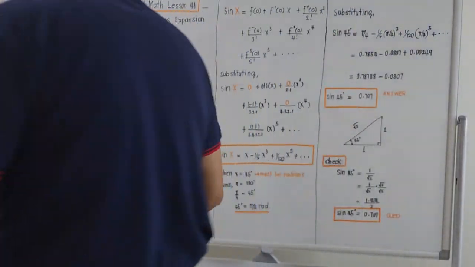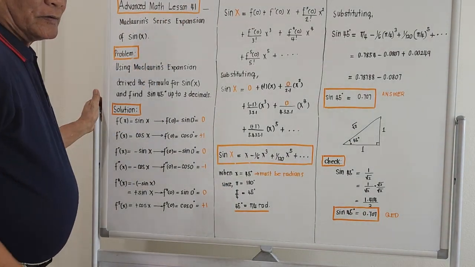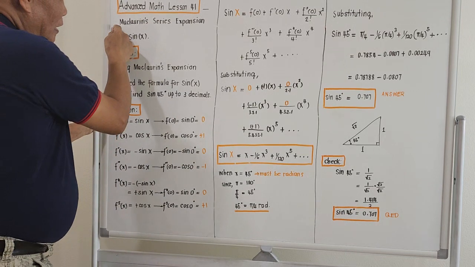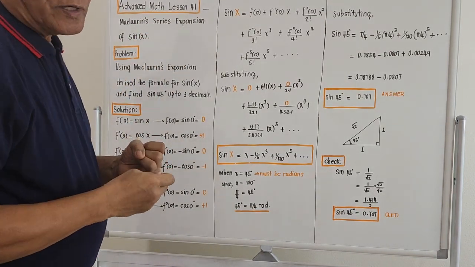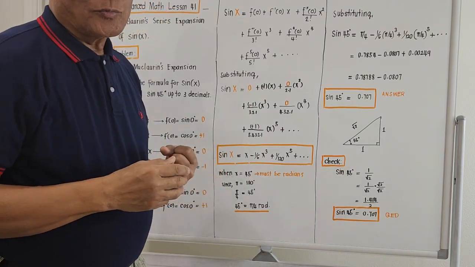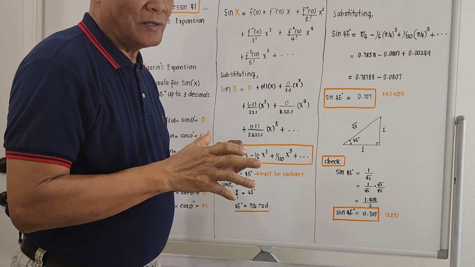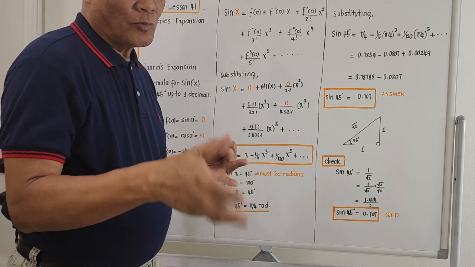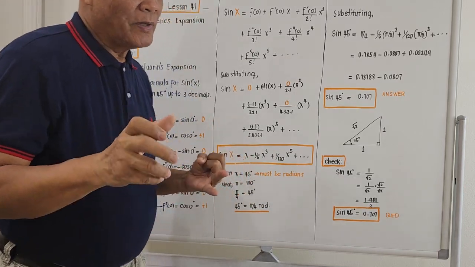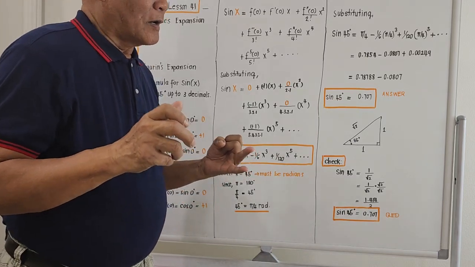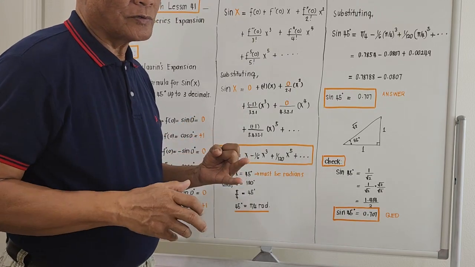Our topic for this morning will be advanced math, lesson number 41. Okay, Maclaurin series expansion of sine of x. We are done with the cosine. We are done with e to the x. We derived the value of e, meaning the base of the natural logarithm we are using, by using Maclaurin's. And for this morning, we will be deriving the relation of what they call the sine of x by using Maclaurin series of expansion.